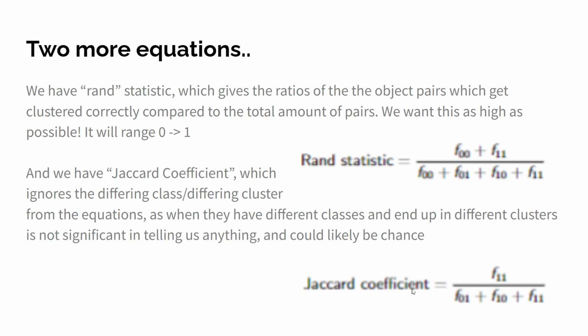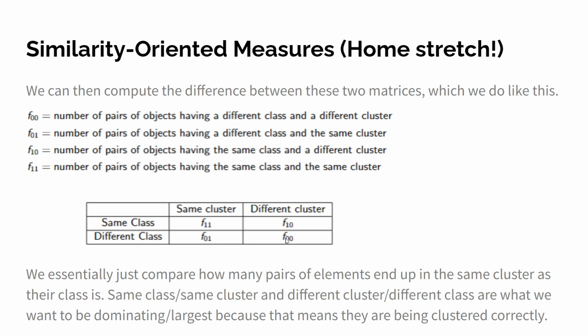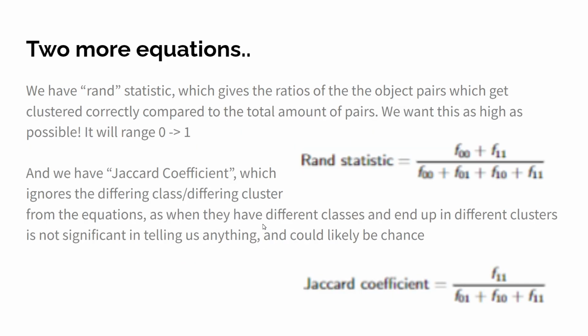And we also have the Jaccard coefficient, and this just ignores the differing class and different clustering. So this ignores F00, and the reason it does that is because if, let's say, we had 10 clusters and 2 items ended up in different clusters and they weren't in the same class, then it's not that significant in telling us that our clustering algorithm is performing well, because it's quite likely, let's say we had 10 clusters, that it just happened to put them in different ones. We shouldn't count that as a win. I don't know if that makes sense.